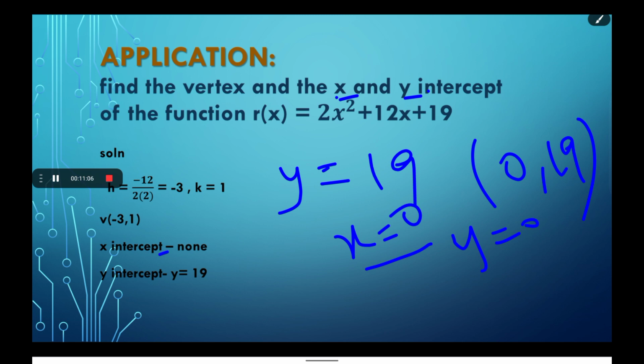But for the x-intercept, if we solve it, the result changes to a complex value. So there is no x-intercept point. If you draw the graph for this function, it never intercepts the x-axis. I hope you all understand this.